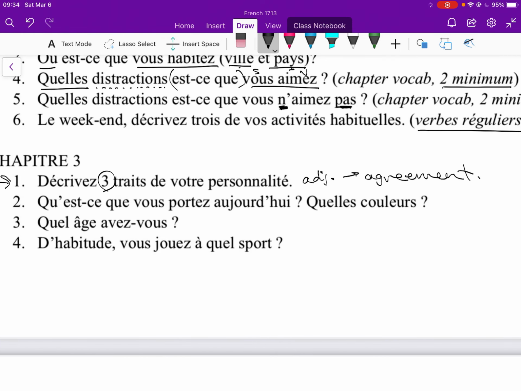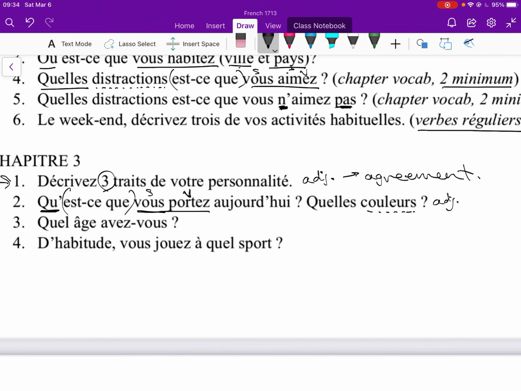Qu'est-ce que vous portez aujourd'hui? Quelle couleur? What is the question word? We have que, which means what. We have est-ce que, which just signals that it's a question. Subject, verb. Vous portez. Make sure to reuse this structure here. Just do it for je instead. And porter, if you guys remember, is the regular ER verb. That means to wear.